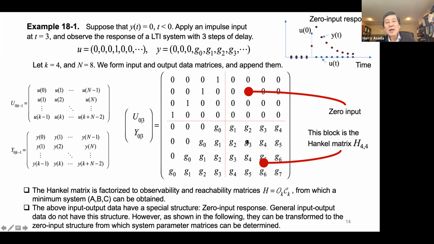a Henkel matrix containing the impulse response vectors. In the single input, single output case, G1, G2, G3 are placed in here. So we have seen that if we have a Henkel matrix, it can be decomposed through singular value decomposition into a product of the observability matrix and the controllability matrix. Okay, that's where we are.